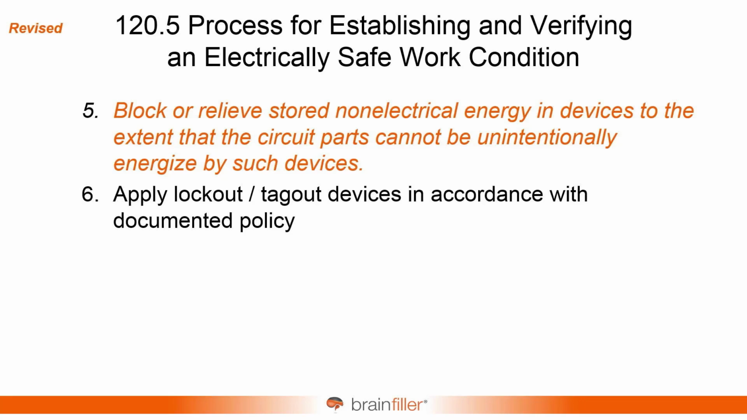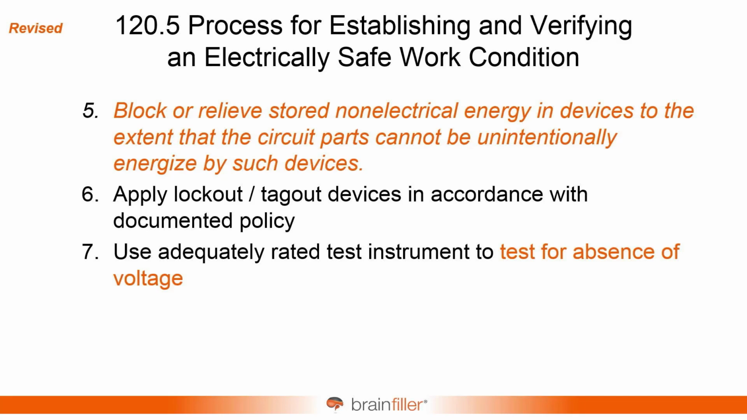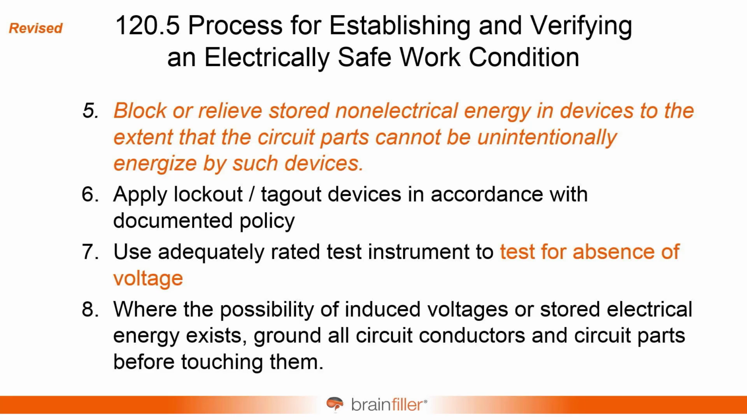And then a minor change with Item 7: use adequately rated test instruments to test for absence of voltage. That's the most critical part of this. You can't say that the system is electrically safe unless you have verified there is an absence of voltage, a 0 volt state. If there's a possibility of induced voltages, then you may ground all the circuit conductors. This is done pretty regularly with overhead lines where you have the possibility of induced voltages.